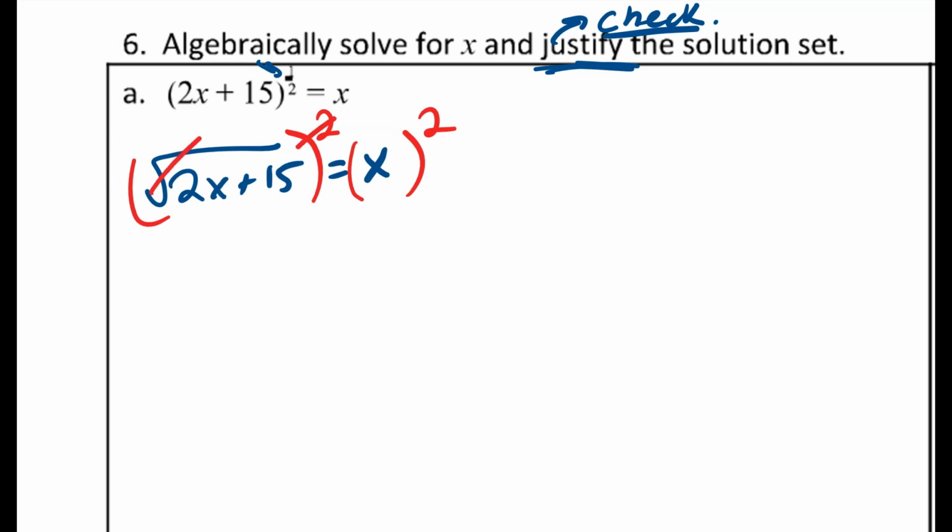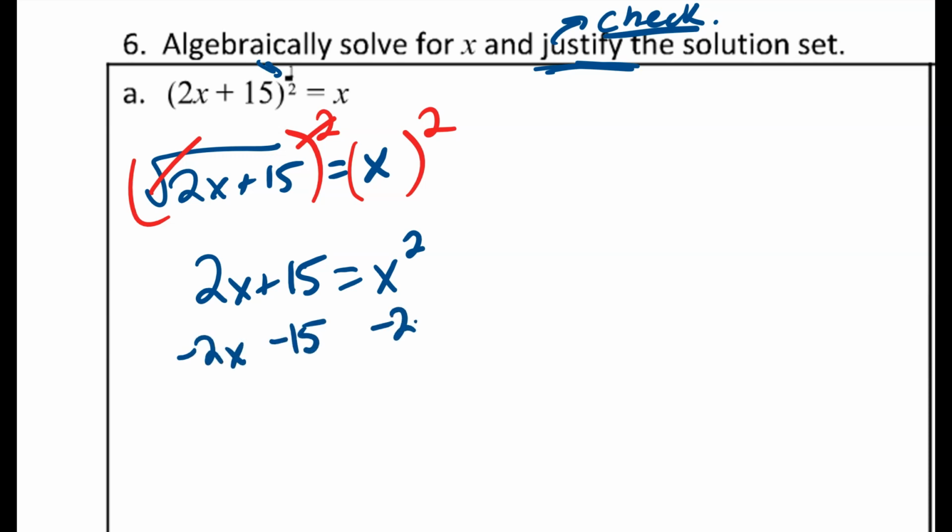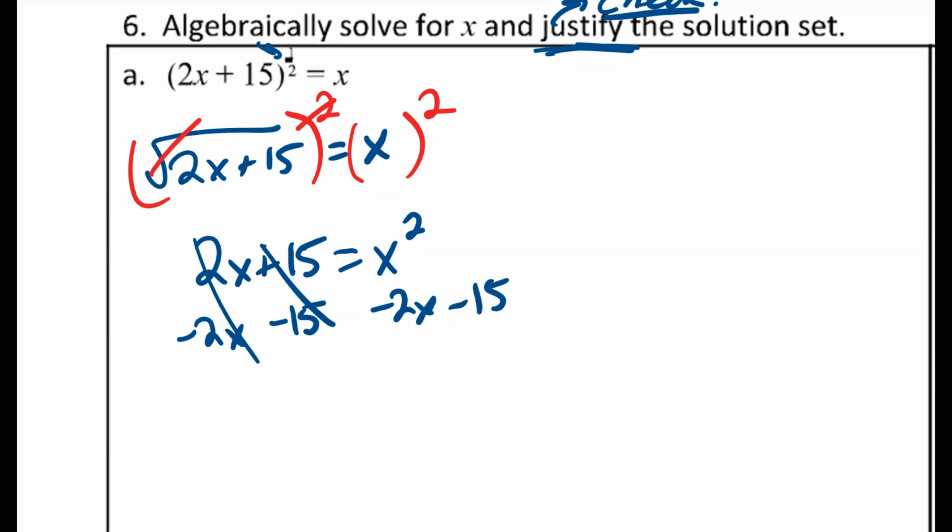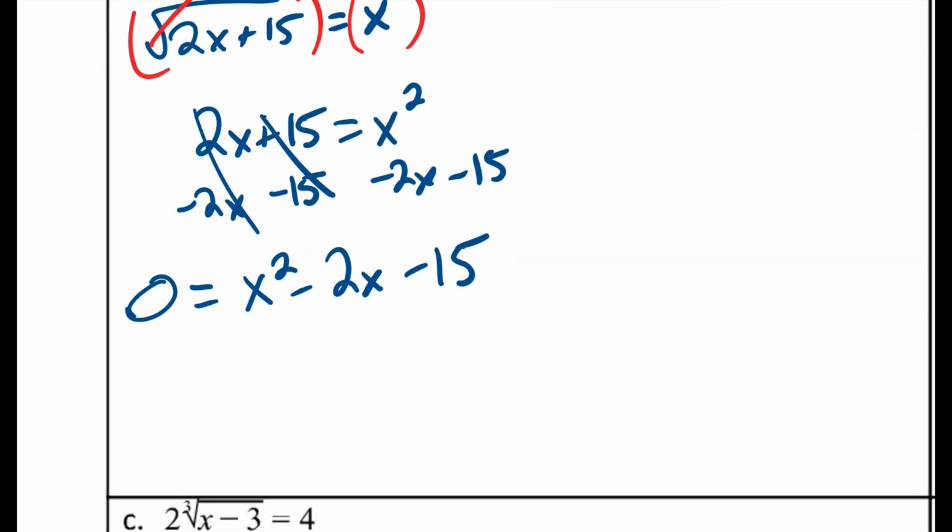So that gets rid of it on this side, and I'm just left with 2x plus 15, and I'm left with x squared on my right-hand side. Now, I notice this is a quadratic equation here because I have that x squared, and I usually want to try to get these equal to 0. However, it's always easier if your x squared term is positive, so I'm going to move this 2x over and the 15, rather than moving the x squared to the other side. So 0 equals x squared minus 2x minus 15.